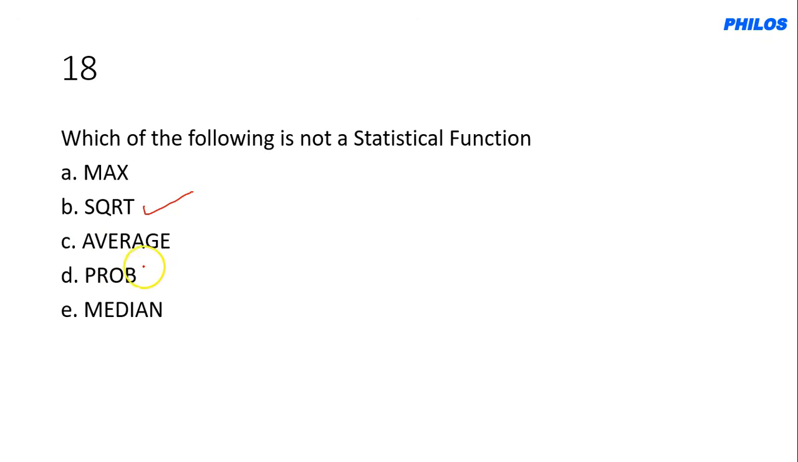Also, average, we use it to find the arithmetic mean. So average is a statistical function. Probability is also a statistical function. And the median, we use it to determine the median, which is also a statistical function. So the only one which is not a statistical function here is the SQRT, that's the square root.